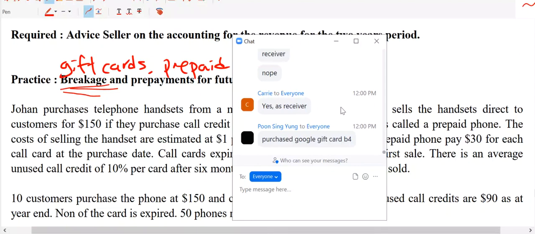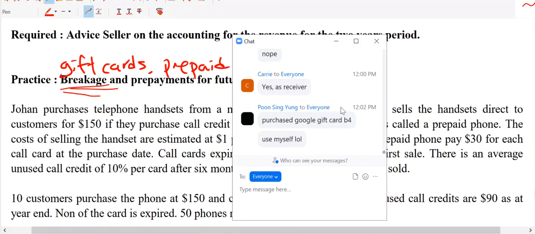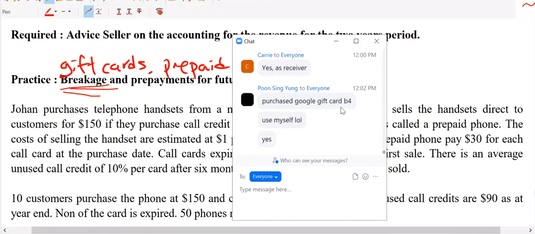Seng Yong, you purchased the Google gift card for your friend. Did your friend redeem that gift card? Or how about Harry, do you redeem the card you use for yourself? Or do you finish using the credit inside? Or finish using it? Okay.